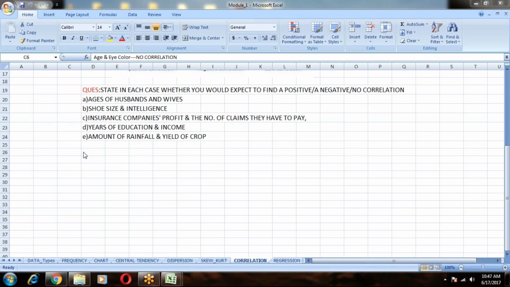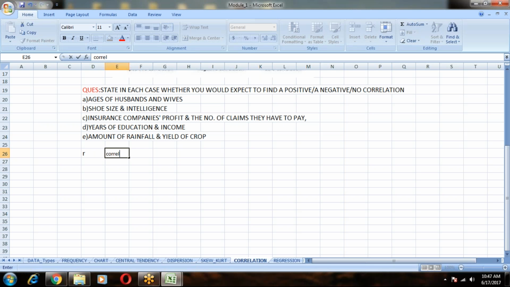Now, here also in correlation, one very famous term is the correlation coefficient. It is depicted by small r. Small r means correlation coefficient. R's value lies within -1 to +1. So one value is -1, then R, and again +1.